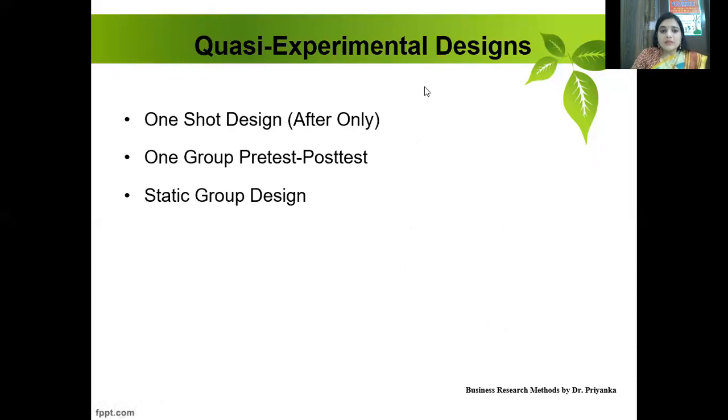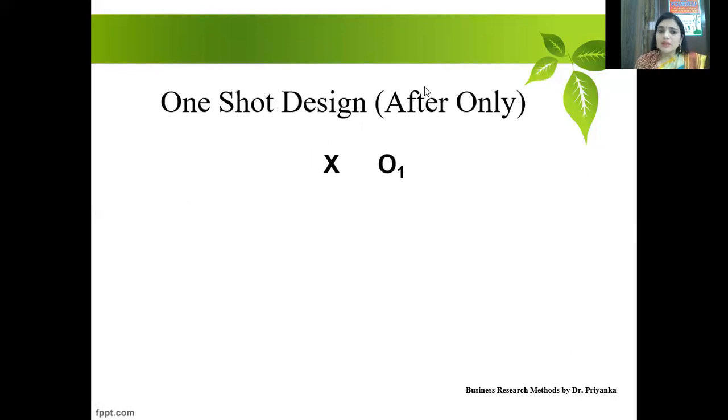Some quasi experimental designs. These are one-shot design, after only, one group pre-test, post-test design, before and after, and static group design. Let us discuss them one by one. One-shot design. In this, you are going to observe the value of the dependent variable only after the experiment. This is actually called one-shot design. One-shot means you are going for just one shot. That means you will be taking the observation just one time, and that too after only, as the name suggests, after the experiment is done.